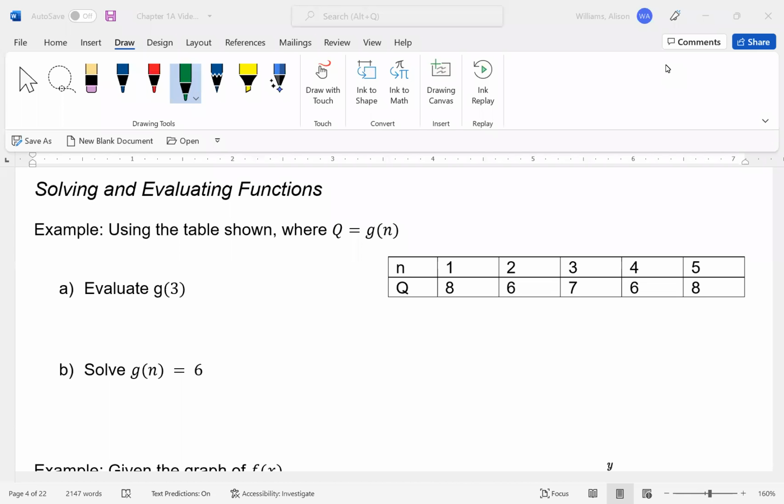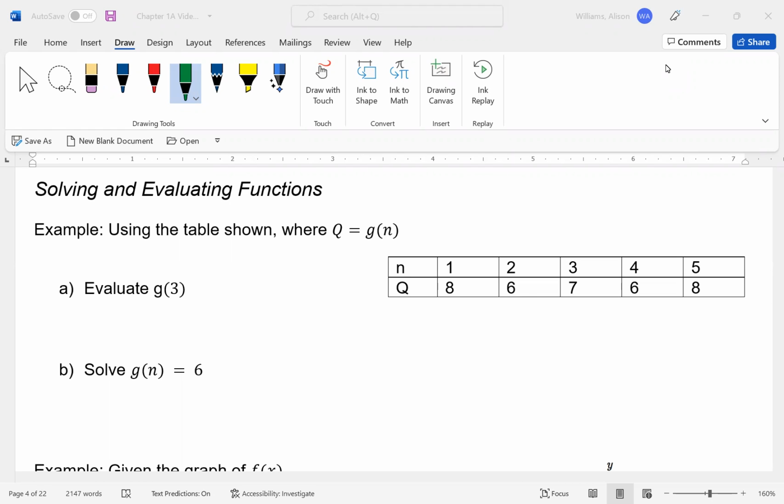In this video, we're going to look at solving and evaluating functions. So here's where we get to see function notation really be useful to us. In the table below, this is giving some values for q equals g of n. And we saw this earlier. And it is a function. This does have to be a function.